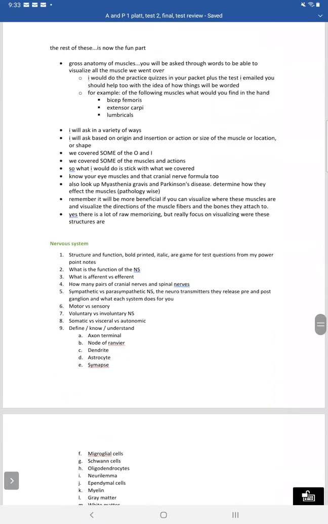Now, sarcastically put, the fun part: the gross anatomy of muscle. Because it's raw memorization, there's really not a lot of concept or understanding behind it other than to just memorize the heck out of it. It's kind of like if there are 500 people in the room and you have to remember everybody's name.